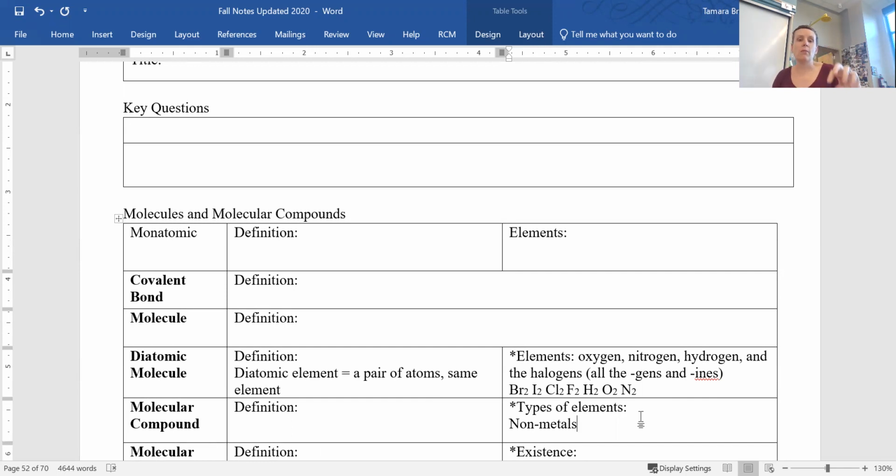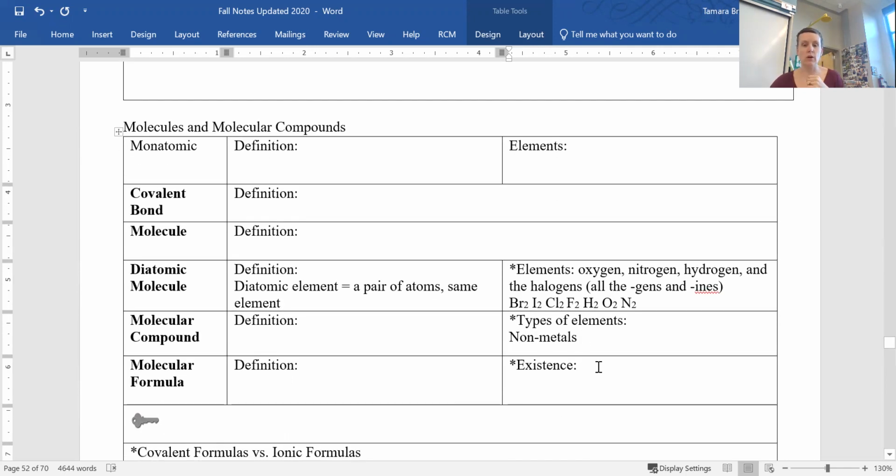In order to have a molecular compound, you have two elements sharing. And in order to share, they both need more. And so that's only going to happen between non-metals. So non-metal elements form molecular compounds.